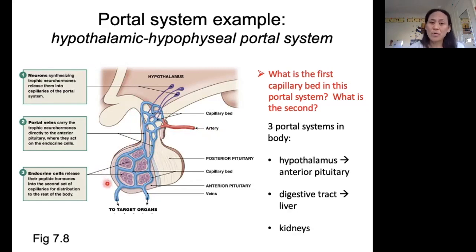We have 3 portal systems in the body. The first one is this one that we just talked about. The second one is the one that I showed you on the previous slide, where you have one capillary bed in the digestive tract and then the second in the liver. And then the third portal system is in the kidneys. So it's actually 2 separate capillary beds, both within the kidneys. And we will be seeing that when we study the kidneys.